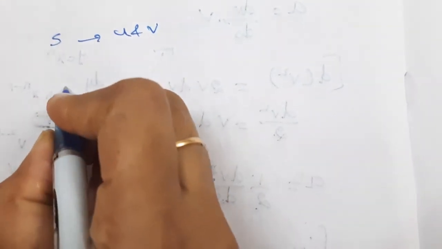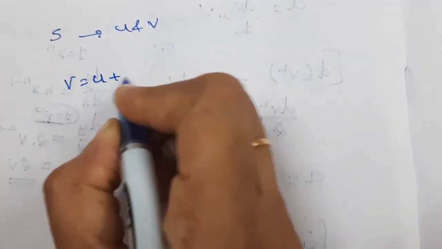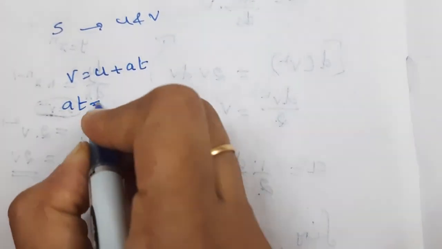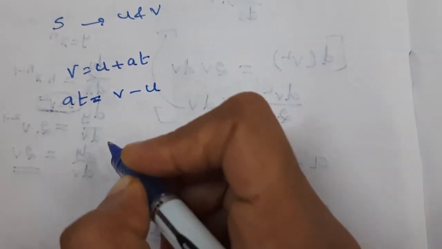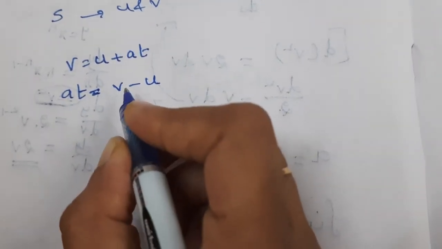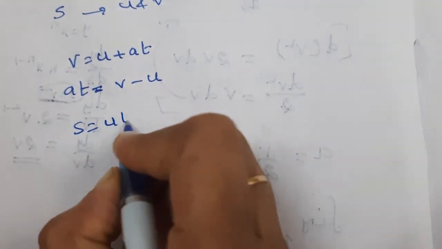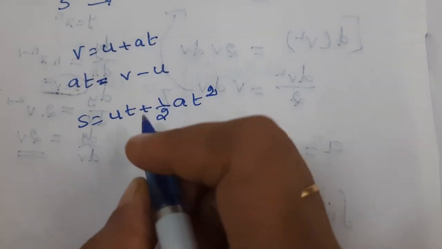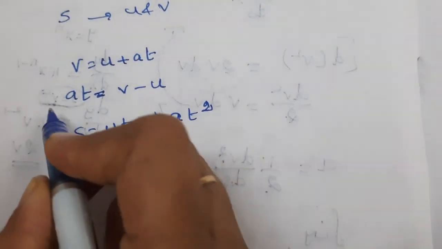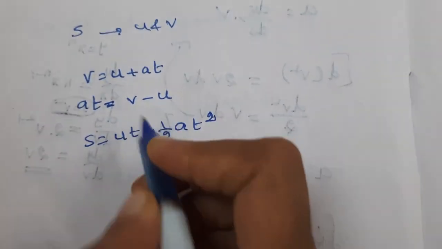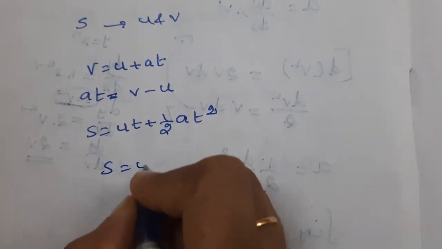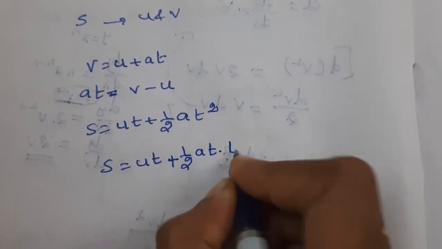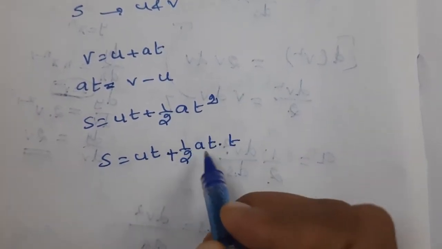Let's see. First equation of motion is v equal to u plus at. From this, what is at? at is equal to v minus u. Substitute this relation in the s equal to ut plus half at square equation. That is, s equal to ut plus half at into t. We can write this equation as half at into t.